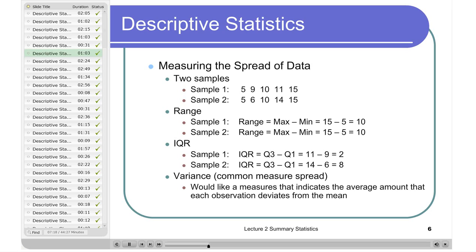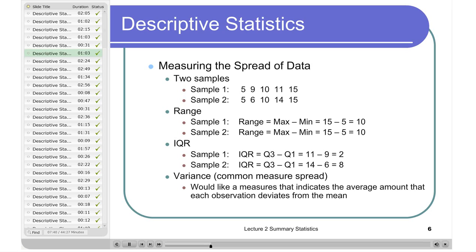And we just looked at the interquartile range, which is the distance between first quartile and third quartile. You can see for the first sample, the first quartile is 9 and the third quartile is 11, and so the interquartile range is 11 minus 9, which is 2. And for the second sample, we're going to get a first quartile of 6, a third quartile of 14, and so the interquartile range is going to be 14 minus 6, which is 8.